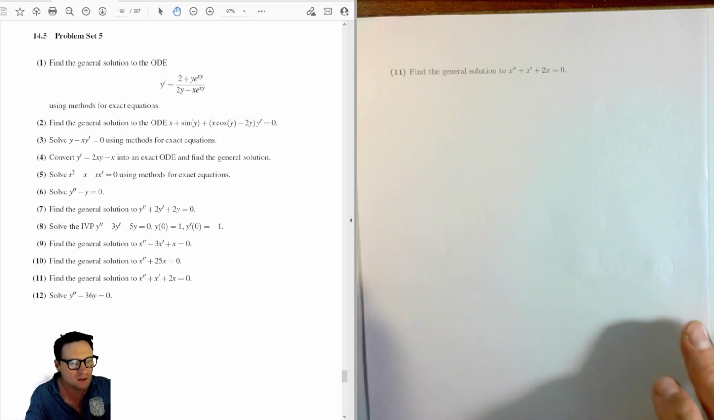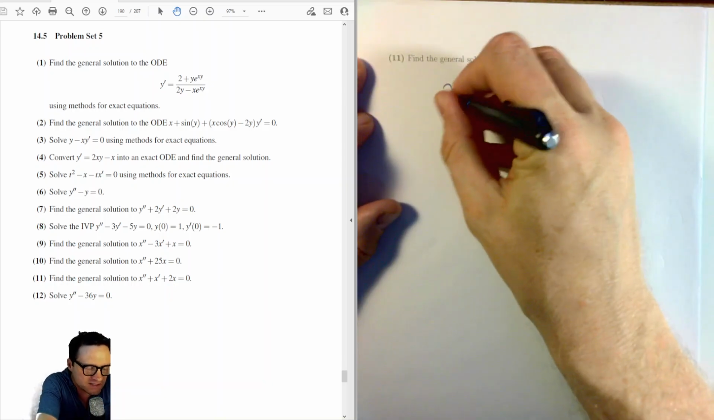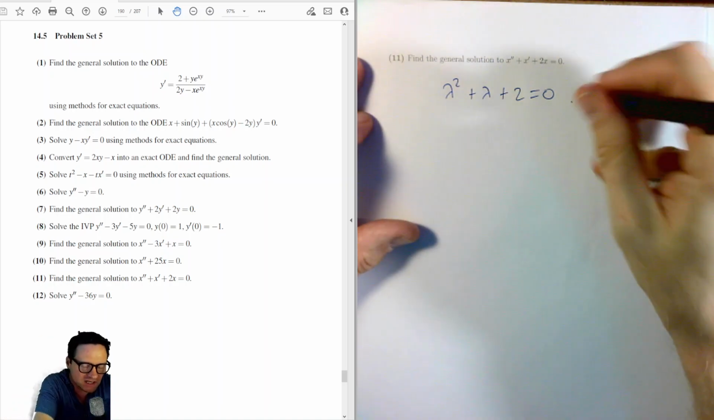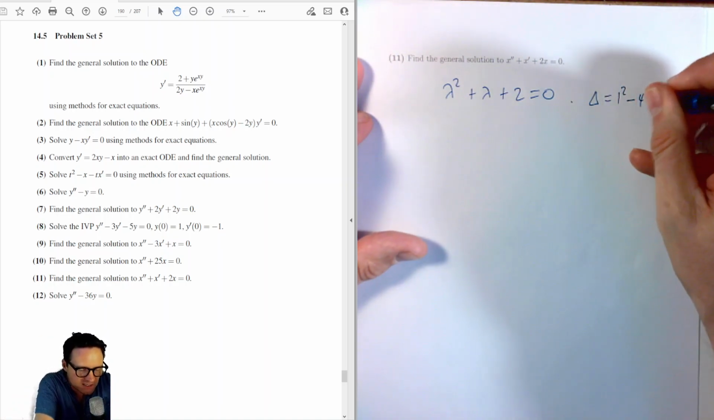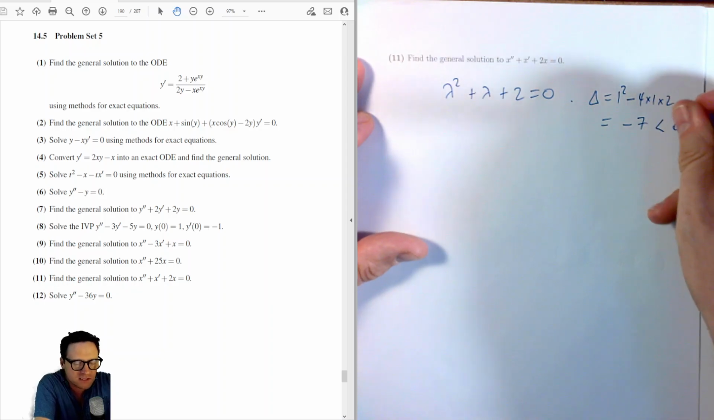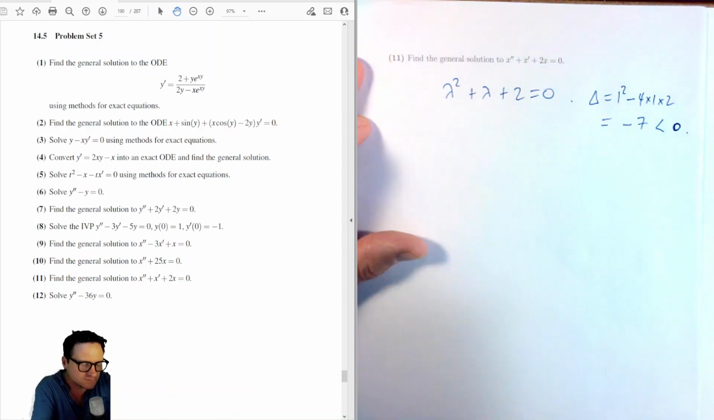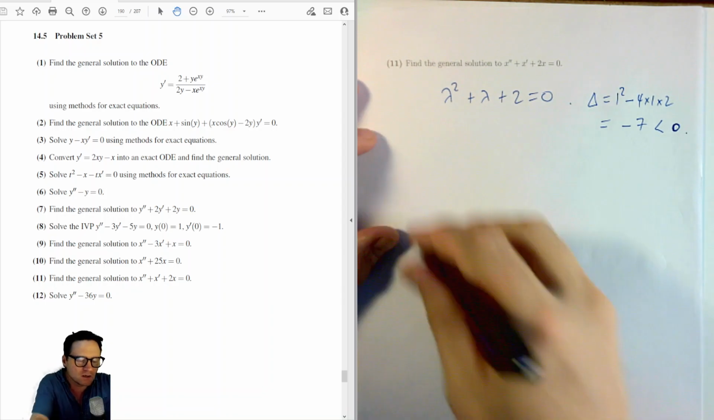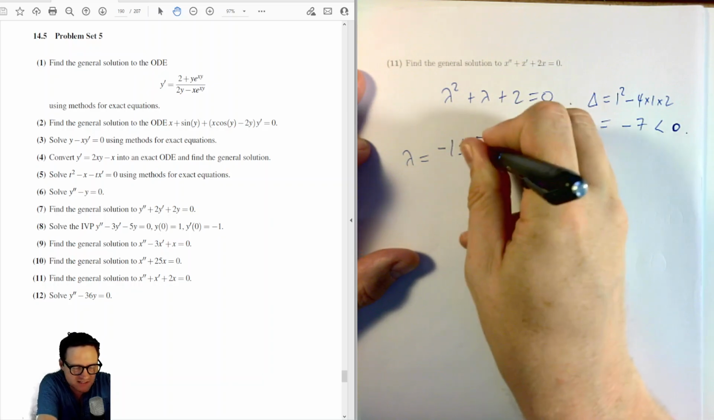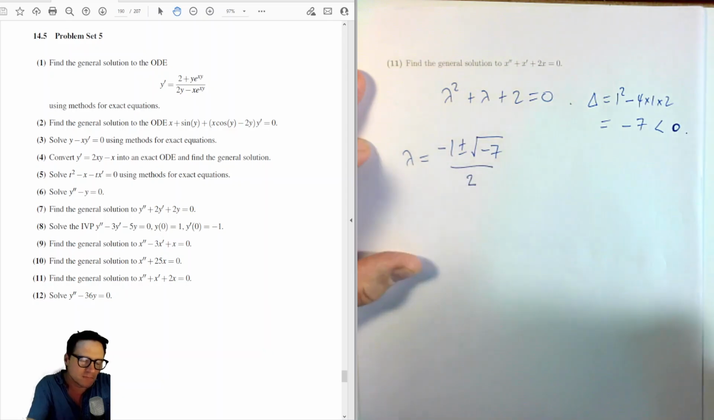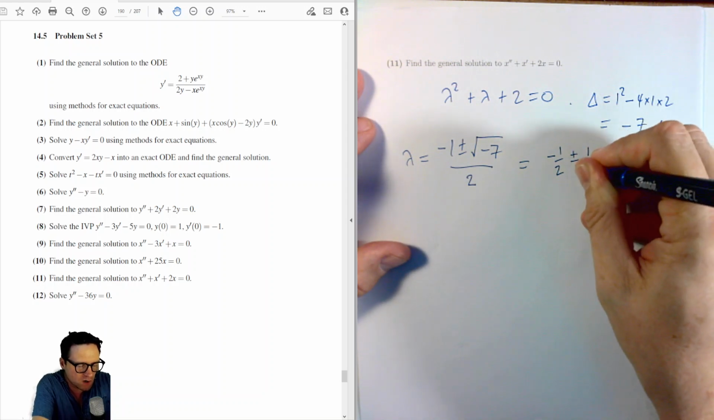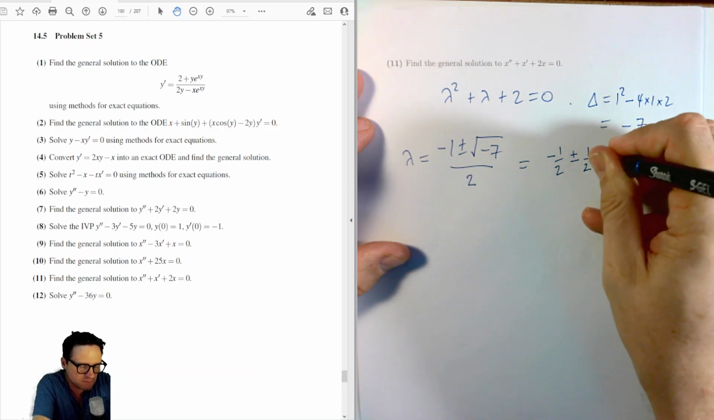So in question 11, we've got characteristic equation lambda squared plus lambda plus 2 equals 0. Now the discriminant here, delta equals 1 squared minus 4 times 1 times 2, and this is 1 minus 8, which is minus 7, and that's negative. So again, complex, non-real solutions to the characteristic equation. So let's use the quadratic formula. So lambda equals minus 1 plus or minus the square root of minus 7 all over 2 times a. And so we have minus 1/2 plus or minus 1/2 of root 7 times i.